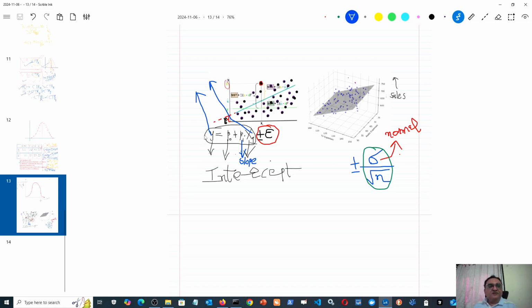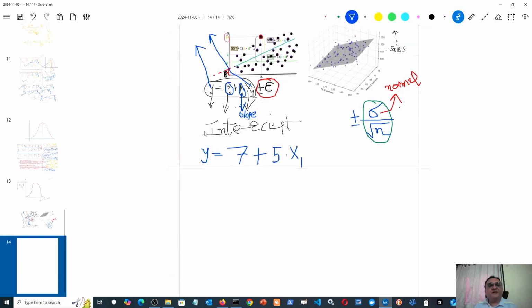So the data points are in the xy plane, and this is the relationship between them. But at present I don't know what beta 0 is, and I don't know what beta 1 is. Estimating the values of these two constants will give me an equation like y equals 7 plus 5x. Once this equation is obtained, you can say that you have estimated the relationship between your independent variable x1 and your dependent variable y.